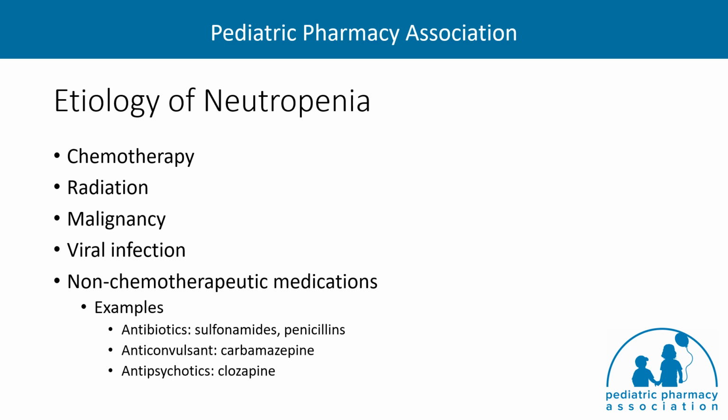Of course, the therapy they are receiving to treat their malignancy, either chemotherapy or radiation, may cause neutropenia. The malignancy itself may cause neutropenia. Patients that have viral infections may present with decreased white blood cell counts. And of course, always consider other non-chemotherapeutic medications that may decrease the patient's white blood cell count. Examples of these include antibiotics such as sulfonamides and penicillins, anticonvulsants like carbamazepine, and antipsychotics like clozapine.